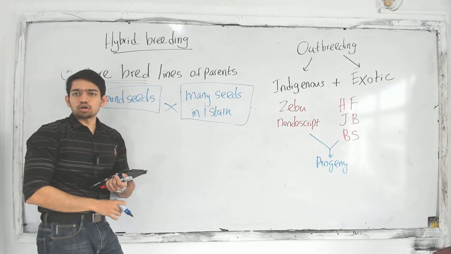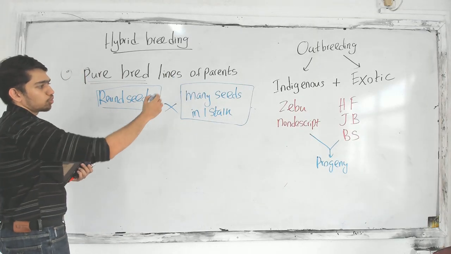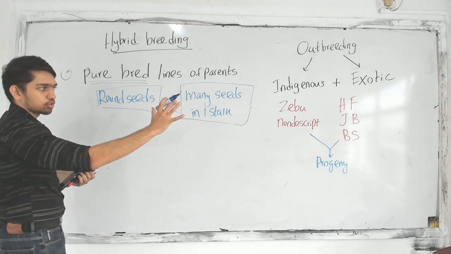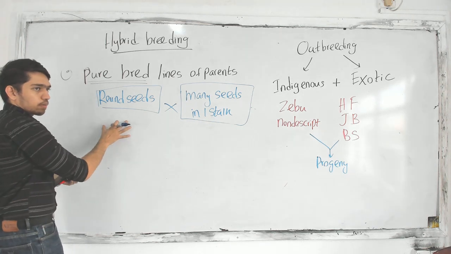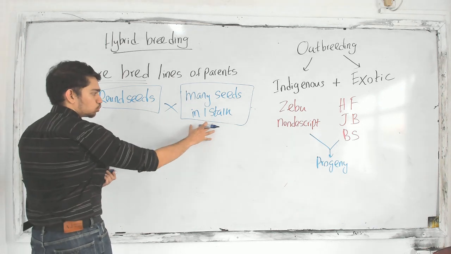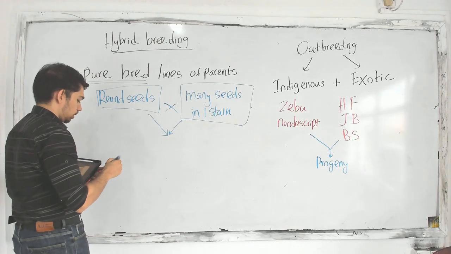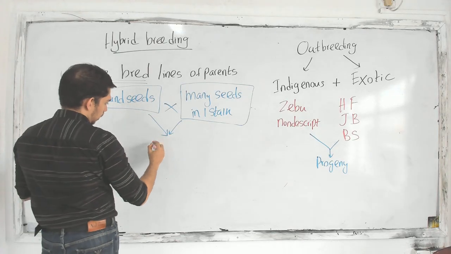Now you are ready to do hybridization, because now what do you have? You have two purebred lines. Over several generations, you have created paddy plants having these two qualities. So what you are going to do is combine them and you are going to get your hybrid.